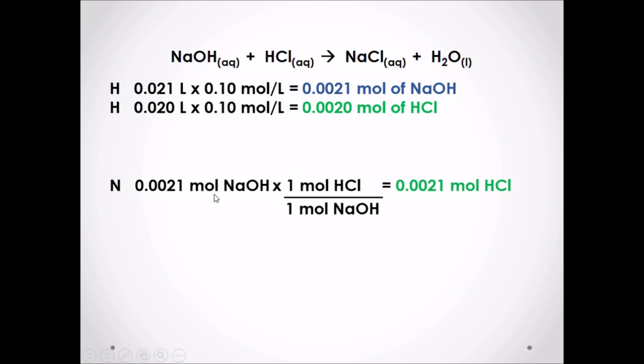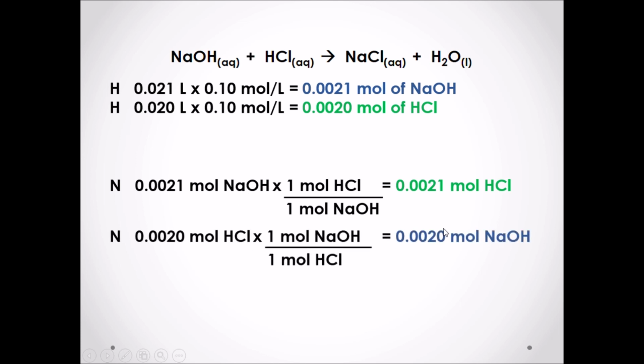We are then going to find the moles that we need of hydrochloric acid if we were to react all of the sodium hydroxide. We are also going to do the same calculation to find the moles that we need of sodium hydroxide if we were to react all of the hydrochloric acid. We now have to compare the have and need values.